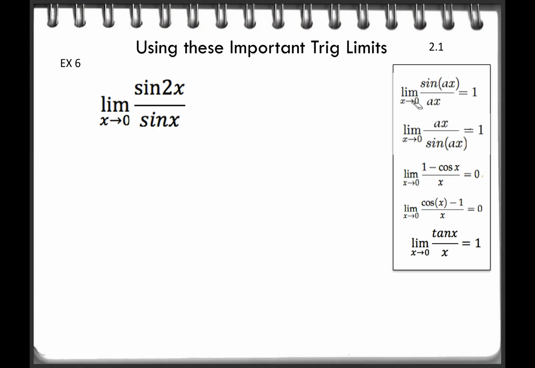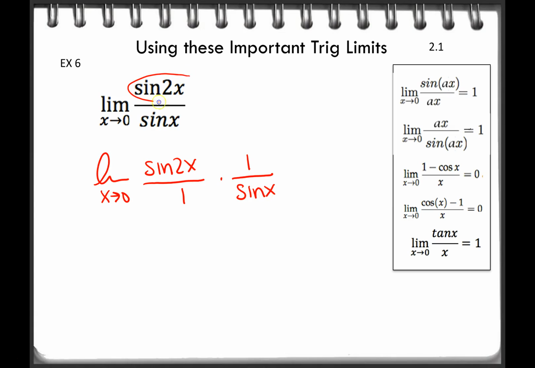So what this is going to look like is the limit as x approaches 0 of sine 2x over 1 times 1 over sine x. So all I've done is made this its own fraction over 1, and then this was the 1 over sine x. And if you don't believe me, just multiply straight through. 1 times sine 2x is this, and 1 times sine x is that.